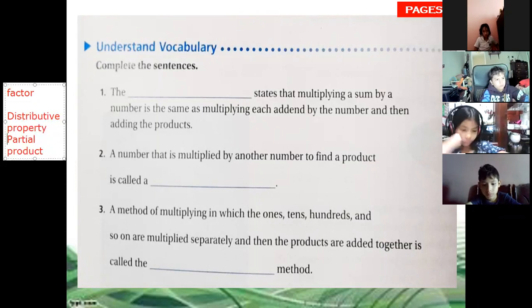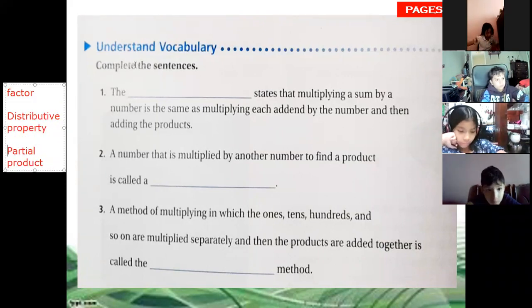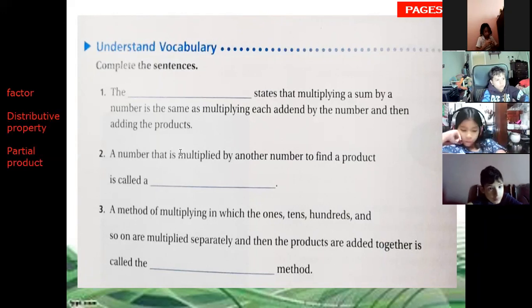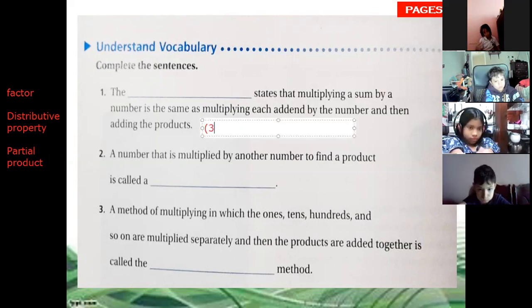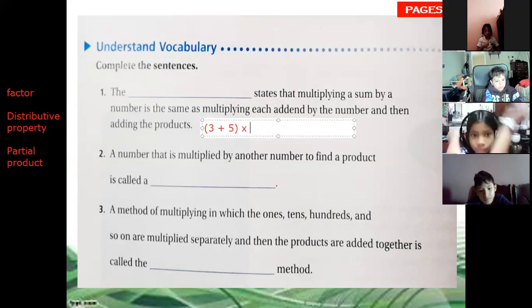The three words or phrases, the vocabulary we need to complete this. The first one states that multiplying a sum by a number is the same as multiplying each addend by the number and then adding the products. This is a property. I will write here an example. Distributive property. Like (3 + 5) times 2.